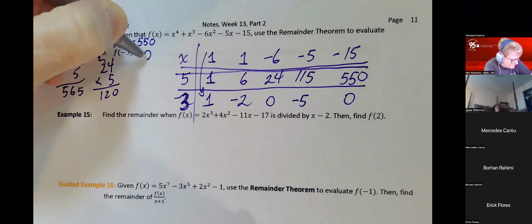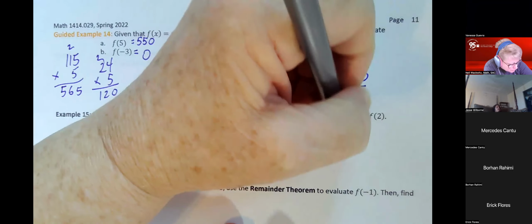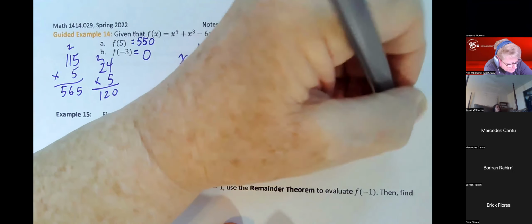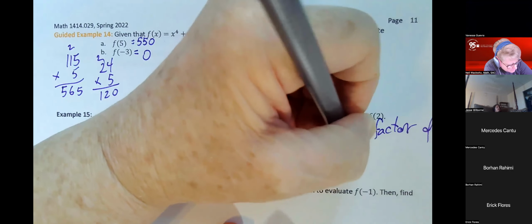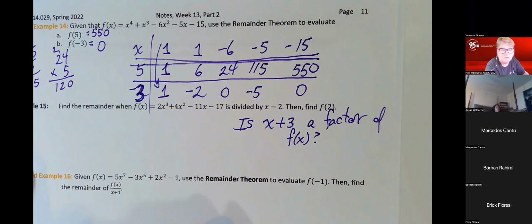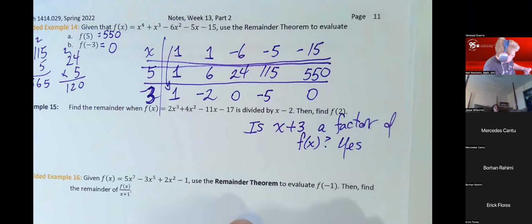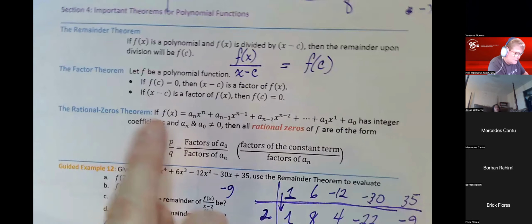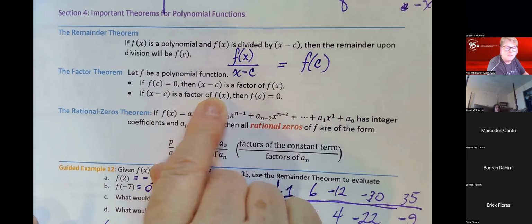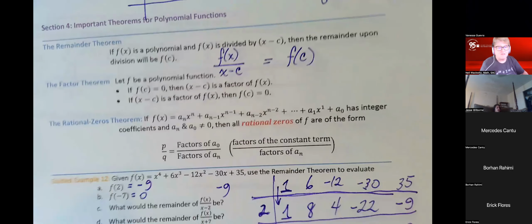0. Good. Is x plus 3 a factor of f of x? x plus 3 is related to -3. If we have a remainder of 0, yes. That's right, yes. And that's because the factor theorem says, if I get a remainder of 0, then x minus c, which is x minus -3 or x plus 3, is a factor.